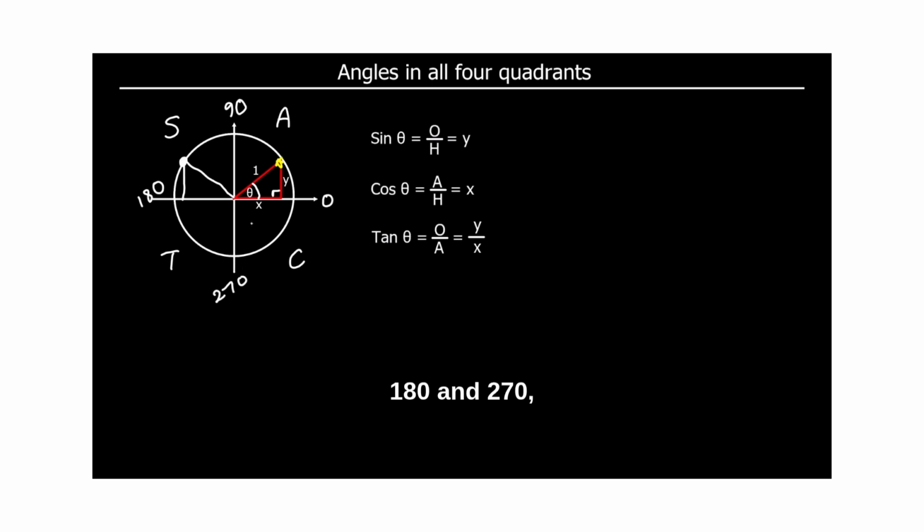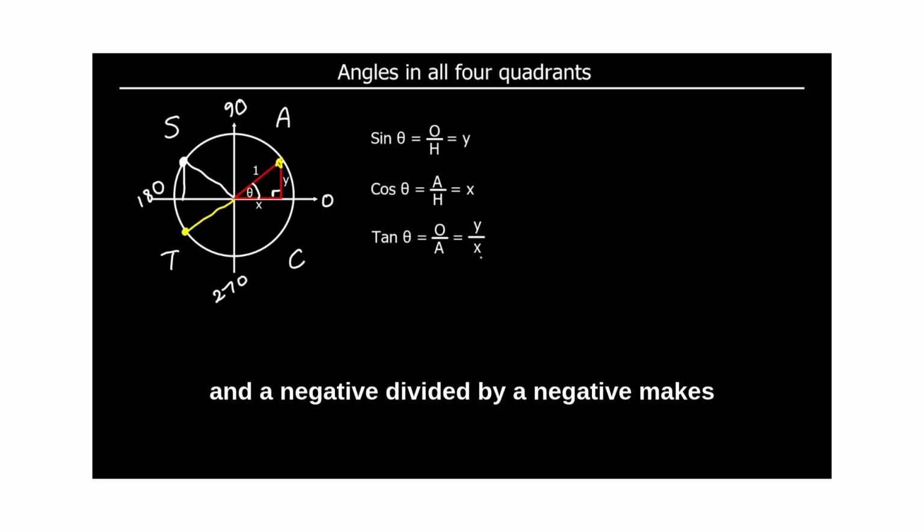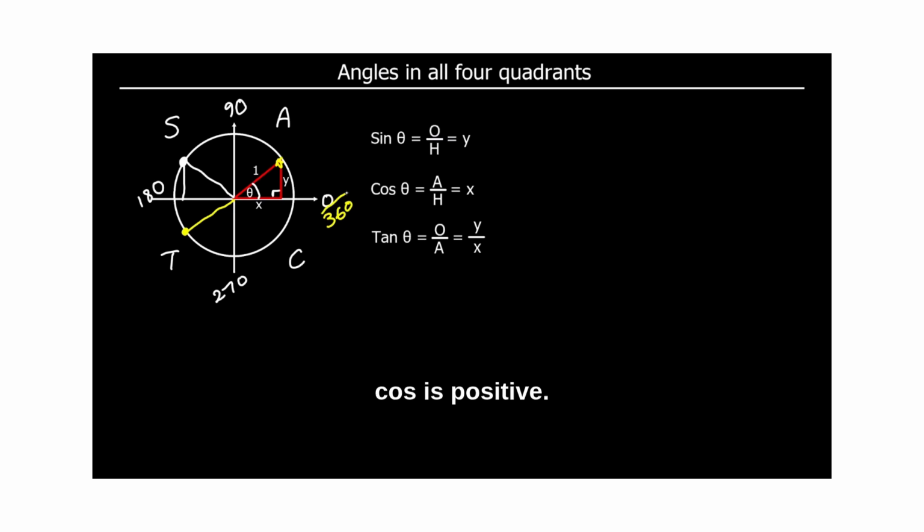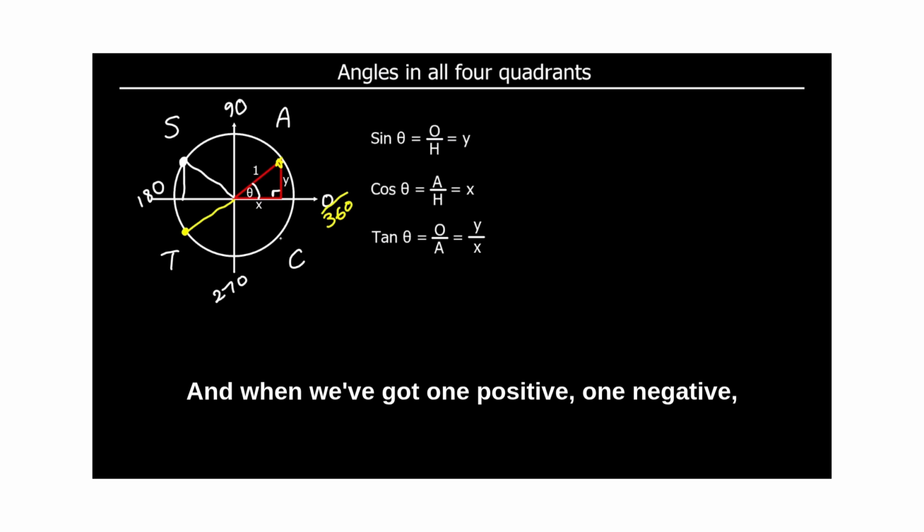Between 180 and 270, just tan is positive. Because if we've got a radius down here, the x coordinate and the y coordinate are now both negative. So sine's negative, cos is negative, and a negative divided by a negative makes a positive. So just tan is positive. And between 270 and 360, which will take us back to 0, cos is positive. The x coordinate is positive, but the y is negative. And when we've got one positive, one negative, and we divide them, that's a negative answer.